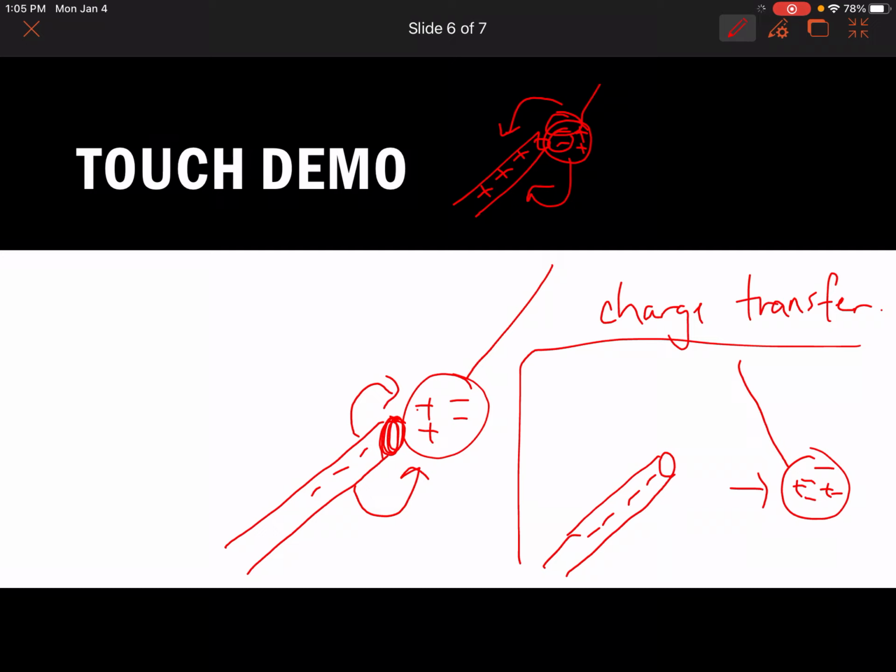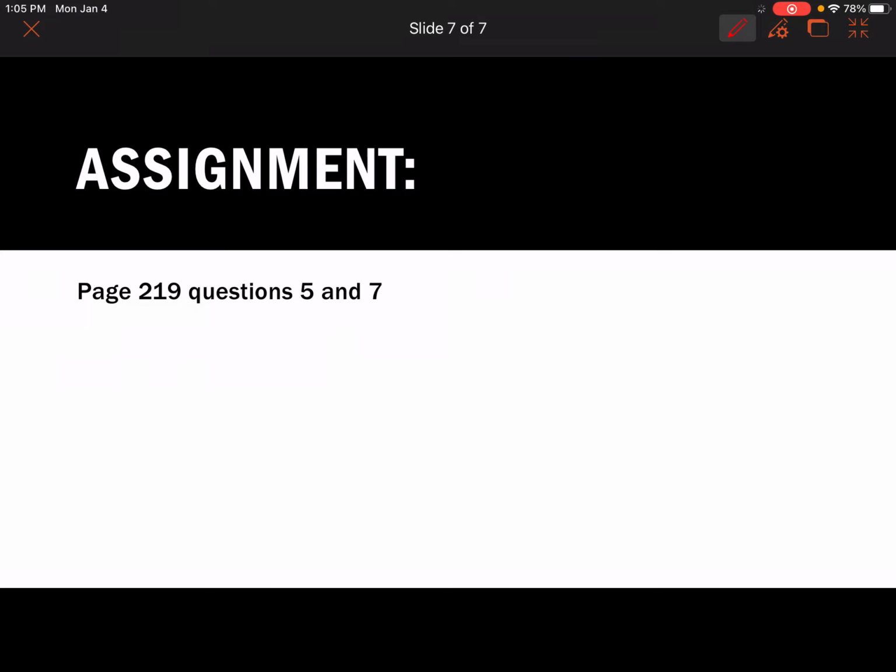Okay, so we are going to go over these concepts again. So draw these diagrams in your notes here. We are definitely going to go over them again when we have our meet tomorrow, so you can be ready for that. In your assignment, you're going to do just 2 questions, so not very much. In your textbook, page 219, questions 5 and 7.